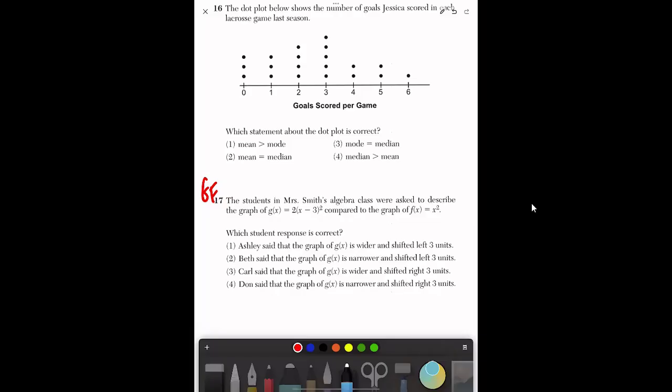Hey guys, this is Mr. H. I'm doing question 17 from the June 2024 Regents exam.